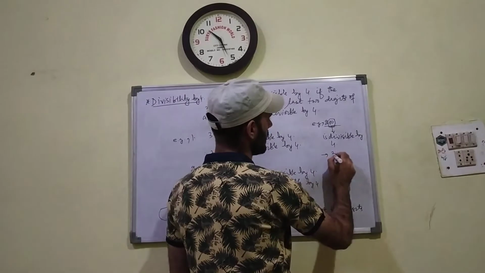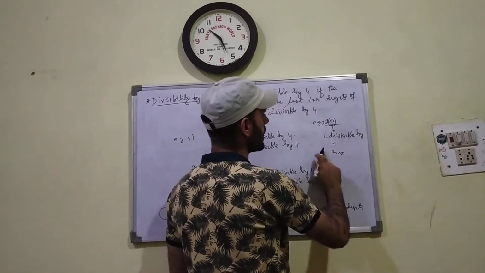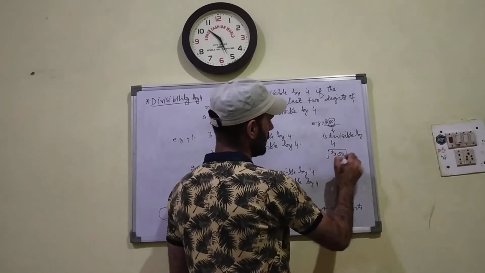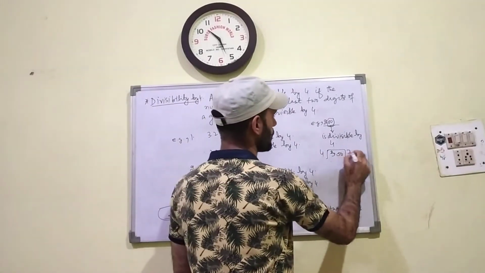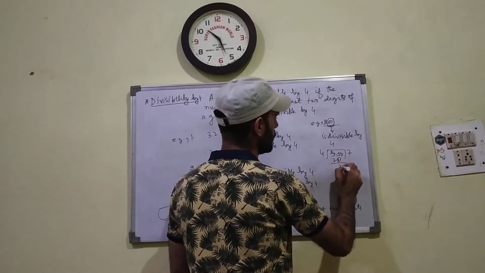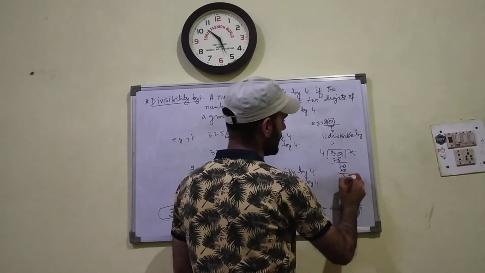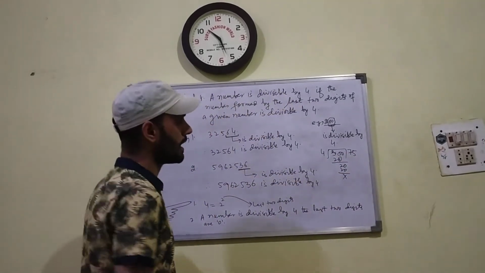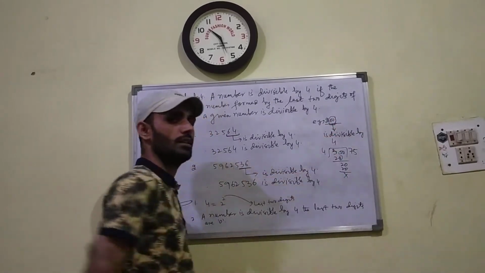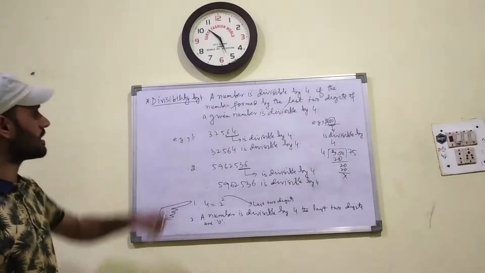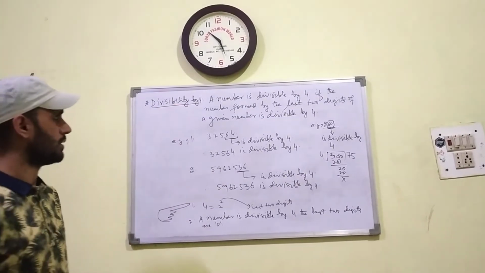Let's take another example, for example, 300. Let's check by using the long division method. 300 divided by 4. 7 4s are 28, 20, 5 4s are 20. It means that if a number has last two digits 0, it is divisible by 4. So this was the divisibility by 4.